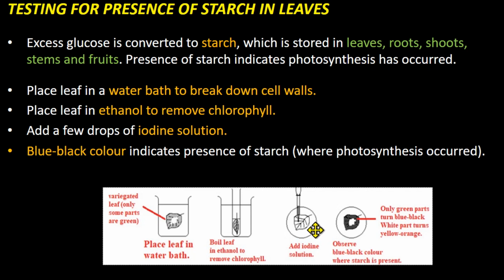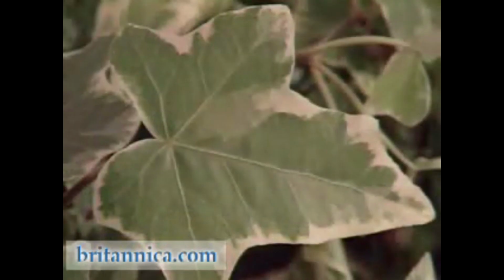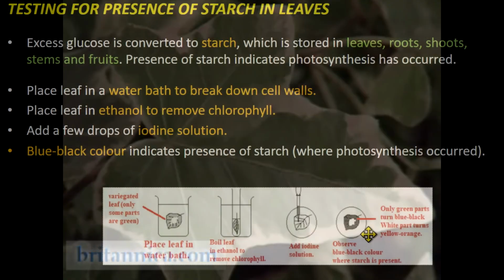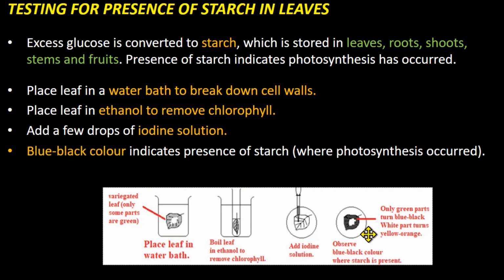Next, using a dropper, you're going to add a few drops of iodine solution. This is going to test for the presence of starch. If starch is present in certain regions of the leaf or in the leaf itself, it's going to turn a blue-black color. So regions where you have chlorophyll and where photosynthesis would have occurred would have a blue-black color. The parts that didn't undergo photosynthesis would remain a yellow-orange color, which is the color of iodine solution.